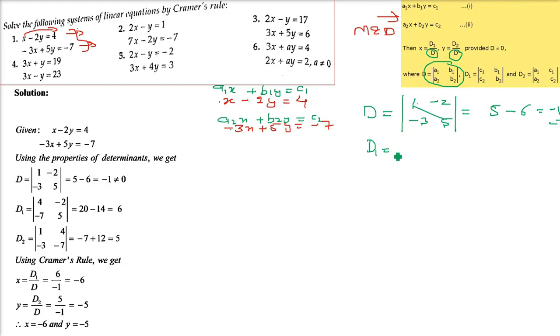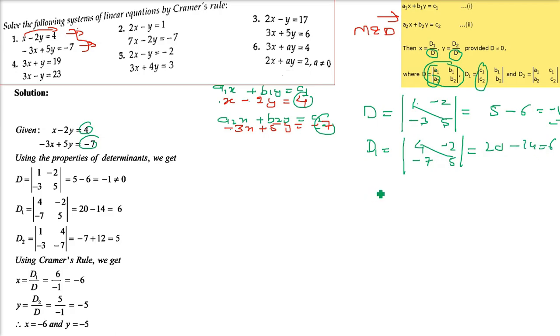D1 is computed by replacing the first column with the right-hand side, c1, c2. We are talking about D1, that is, we are talking about x. So a1, a2 has to be replaced by c1, c2, which are 4 and negative 7. Just write 4 and negative 7 here, and the rest remains the same, minus 2 and 5. So 5 times 4 is 20, minus 14 is going to be 6.